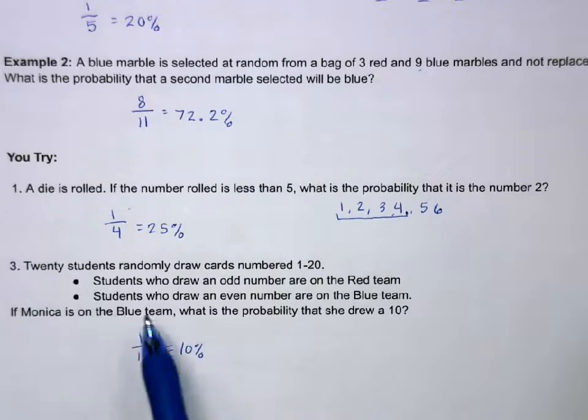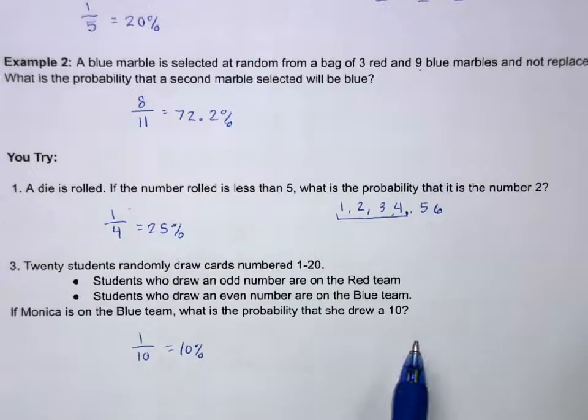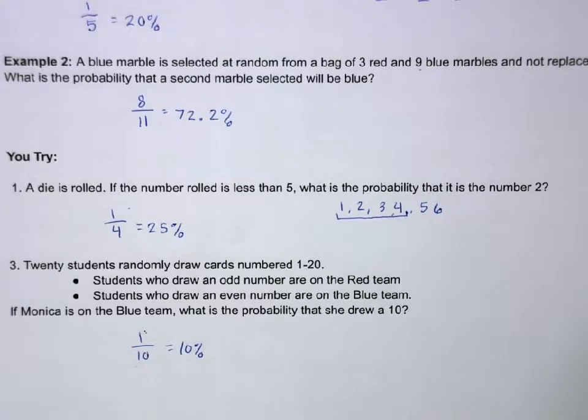Here, students are randomly drawn cards from 1 to 20. If they're odd, they're on red, even they're on blue. So if Monica's on the blue team, what is the probability that she drew a 10? Well, there are 10 cards that give you a blue team membership, only 10. So 1 out of 10 gives me 10%.